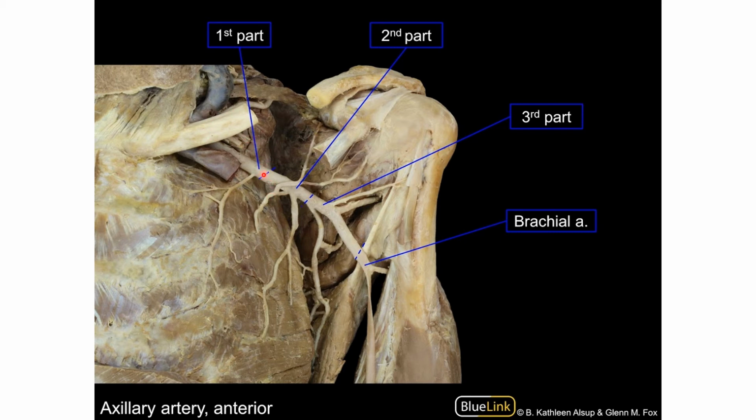Okay, so here is superior thoracic artery. This is thoracoacromial trunk with its branches. Lateral thoracic artery. Subscapular artery. Circumflex scapular artery. And thoracodorsal artery. Okay, this is anterior and posterior humeral circumflex artery.